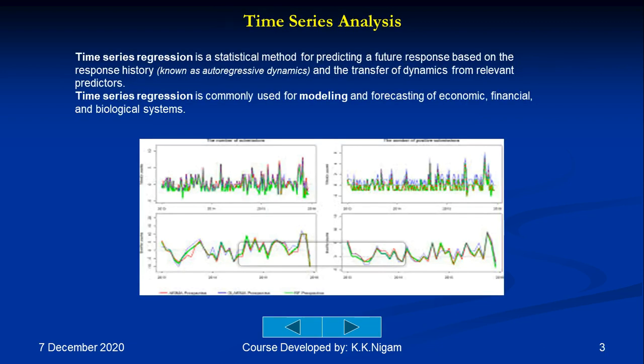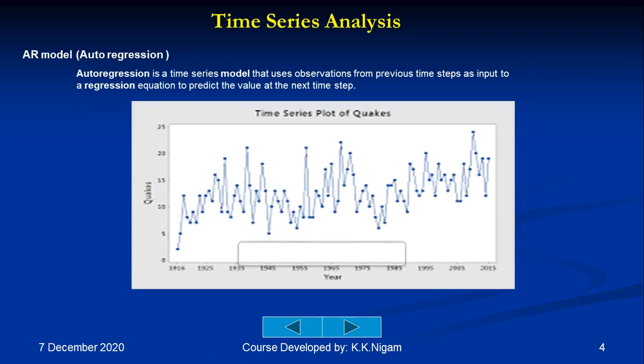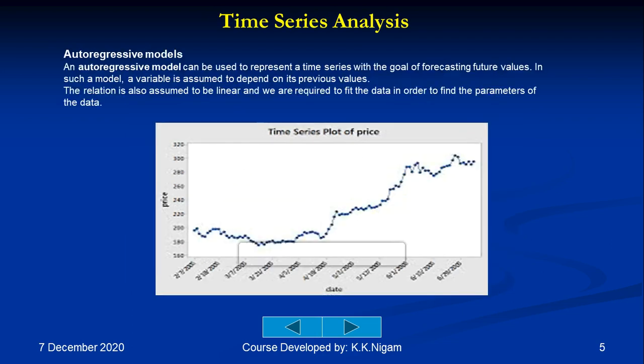Time series regression is a statistical method for predicting a future response based on the response history, known as autoregressive dynamics, and the transfer of dynamics from the relevant predictors. Time series regression is commonly used for modeling and forecasting of economic, financial, and biological systems. Autoregression. Autoregression is a time series model that uses observations from previous time steps as input to a regression equation to predict the value at the next time step.